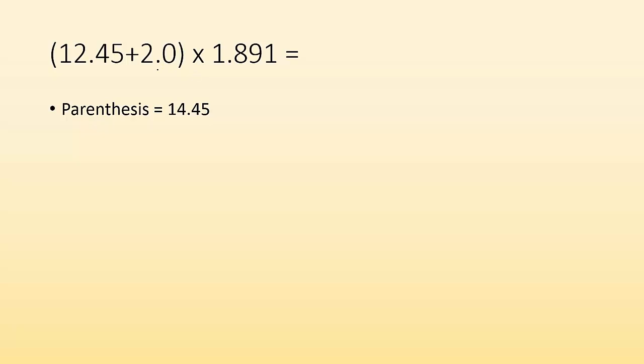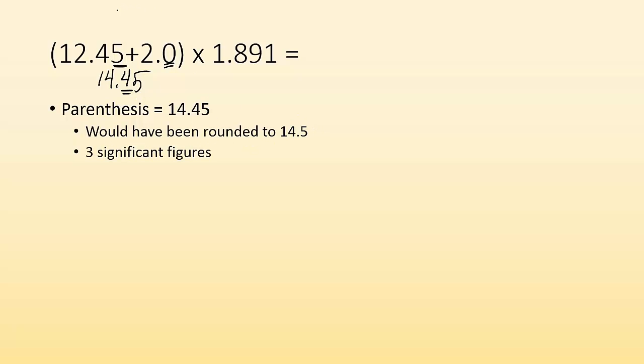Well, first, your PEMDAS. Do your parentheses. I get 14.45 in my parentheses, but how would I round that if I'm adding? Well, it would have been rounded to 14.5 because the least precise is the tenths place. So I'm going to have to go to the tenths place. That would have rounded to 14.5. So that has 3 significant figures. So I know that this, in parentheses, totals 3 sig figs. I'm not going to use 14.5. I'm going to use my unrounded answer for the rest of my math, but I'm going to remember that this is actually going to be 3 sig figs.